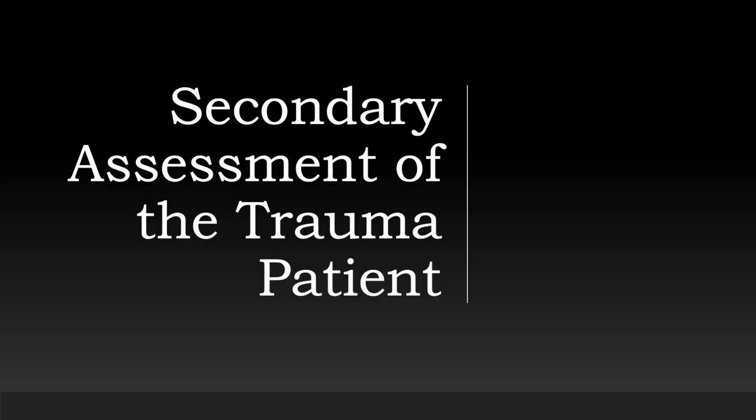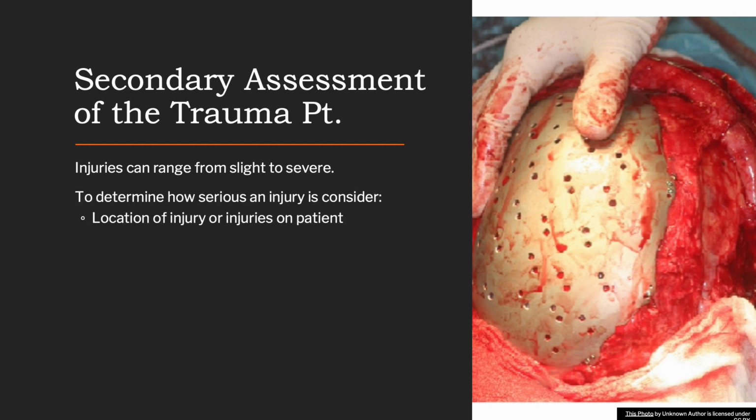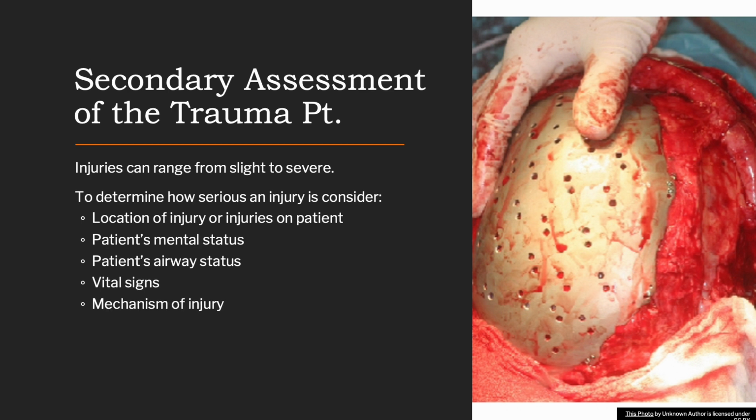So trauma patients. We talk trauma. Injuries can range from slight to severe. To determine how serious the injury is, consider the location, the injuries on the patient, their mental status, their airway status, breathing or not breathing, vital signs, the mechanism, the age or pre-existing condition. So a 90-year-old woman who's been shot in the chest versus a 30-year-old woman that's been shot in the chest, well, both are extremely serious. The 90-year-old woman's going to have a much harder time with rehabilitation and long-term outcome if they survive the initial injury.